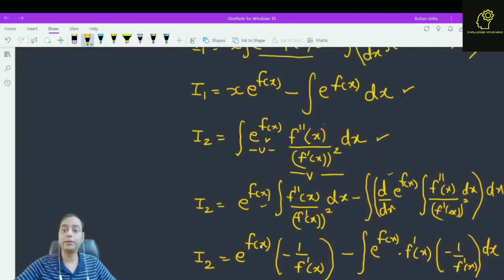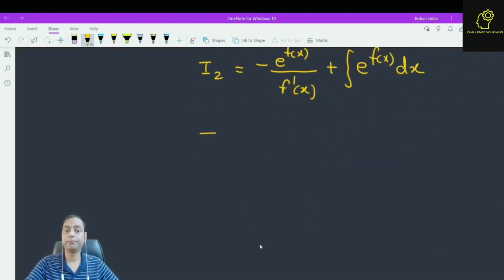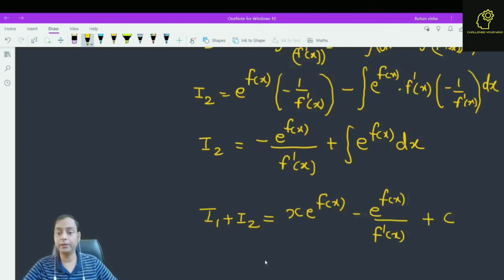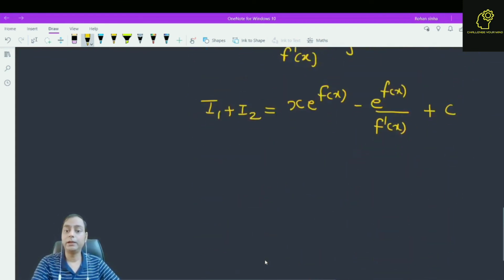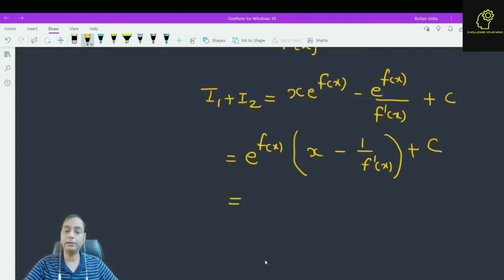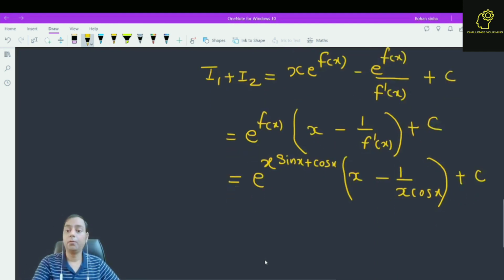Now simply adding I1 and I2, what do we find? I1 is x e raised to f(x) minus the integral of e raised to f(x) dx. If we add I1 and I2, we find x e raised to f(x) minus e raised to f(x) by f dash x. This integral term, e raised to f(x) dx, and here e raised to f(x) dx, will get cancelled out. So finally, if you take e raised to f(x) common, this is x minus 1 by f dash x, plus obviously a constant of integration c. Putting the value of f(x), we assumed f(x) as x sin x plus cos x. So it is e raised to (x sin x plus cos x) into x minus 1 by f dash x, and f dash x is x cos x.